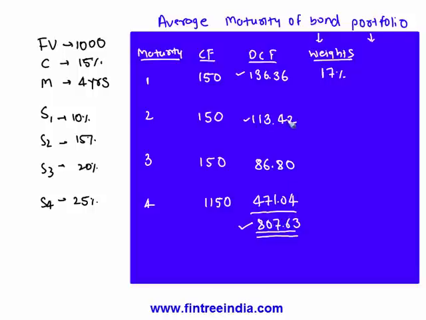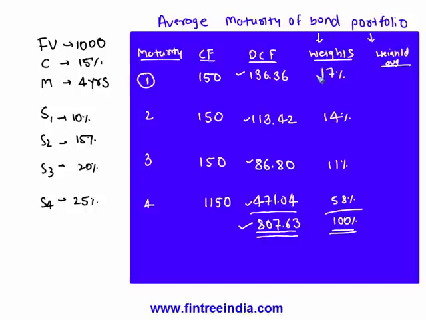Second bond weight would be 113.42 divided by 807.63, 14.04. So let's say 14%. So that's 11%. And that would be 58%. So we have a total of 100%. Have you understood how weights are calculated? And then we can calculate a weighted average. And see how we are doing it now. Please observe.